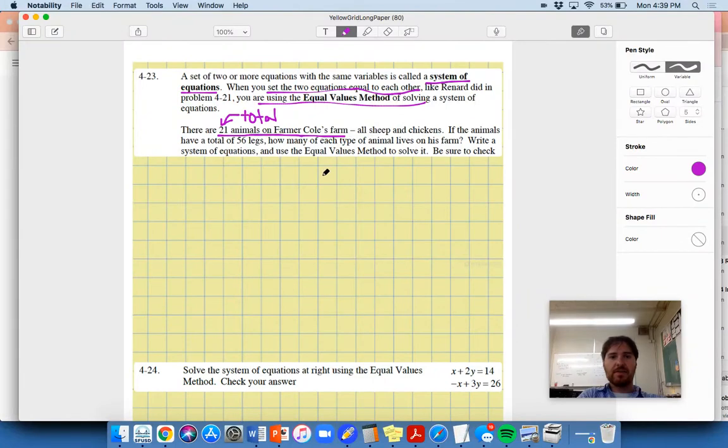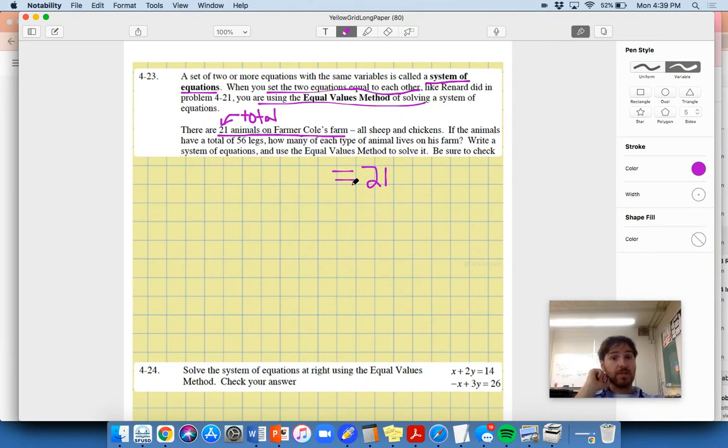So I might even just set this up right now. There's a total of 21 animals on Farmer Cole's farm. So I know that I have one equation that's going to be equal to 21 because there's a total of 21 animals. And I know there's a total because it just says that's how many there are here. So I'm inferring that this means the total. So total, right, means put the equals, set something equal to that. All sheep and chickens. If the animals have a total of 56 legs, how many of each type of animal lives on his farm?